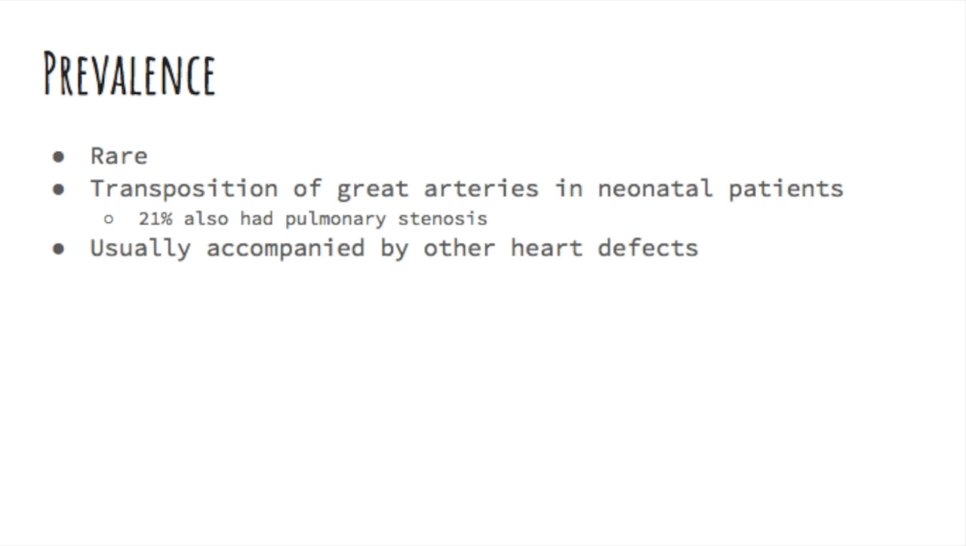The prevalence of pulmonary stenosis is rare. It's most rare when it is seen just by itself without any other congenital heart diseases or any other heart defects. Transposition of great arteries in neonatal patients. We found an article about this, which we'll talk about again later, that looked at patients who had transposition of great arteries, which is just when the two arteries are reversed in the heart. And 21% of those patients also had pulmonary stenosis. And again, it usually is accompanied with other heart defects.